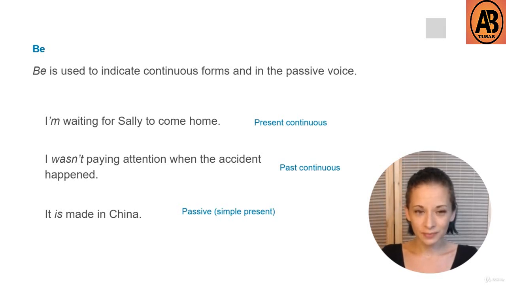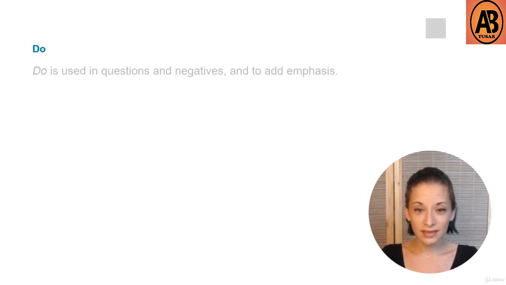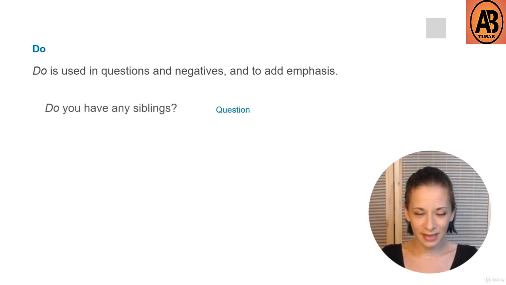Let's have a look at do. Do is used in questions and negatives and to add emphasis. Here's an example of a question. Do you have any siblings? Siblings are any brothers and sisters you might have.